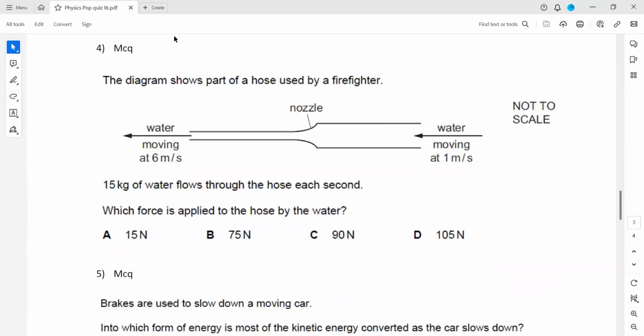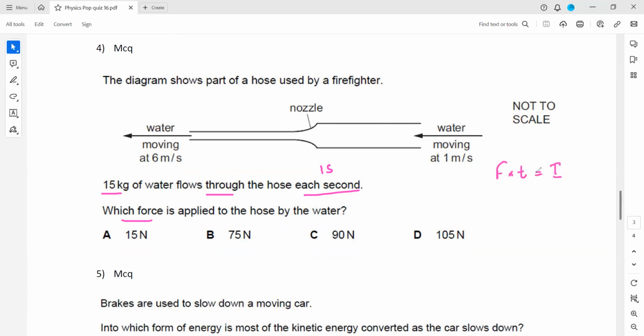The diagram shows a part of a hose used by the firefighter. 15 kilograms of water flow through the hose each second. So each second means time is equal to 1 second. Which force is applied by the hose to the water? So the formula, how we can calculate the force: the change in momentum, or impulse, is force multiplied by time.